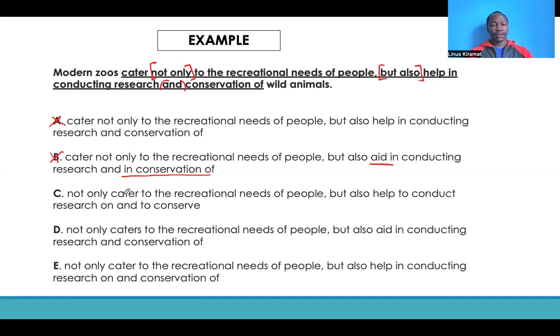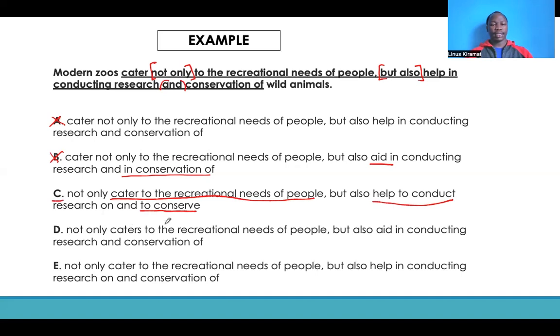C says, not only cater to recreational needs of people, but also help to conduct research and to conserve wild animals. Right, you can see this places the sentence fragments in the correct parallel structure. We have cater to the recreational needs of people, but also to, all right, help to conduct research and to conserve wild animals. So yes, this observes the correct rules of parallelism, and for that reason, it could be our answer, all right? So let's keep C for the moment.